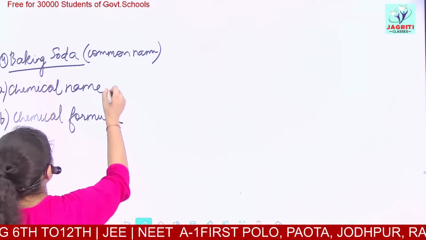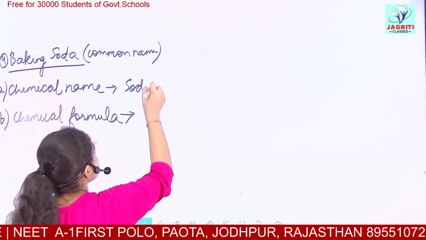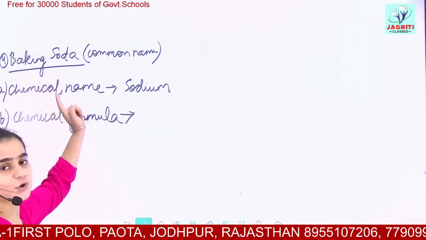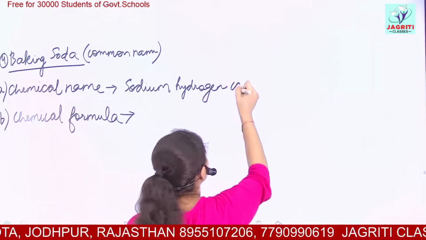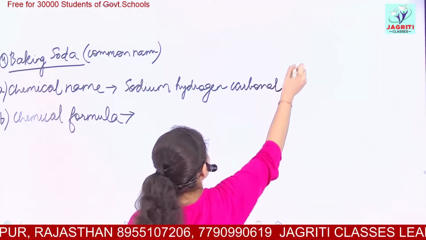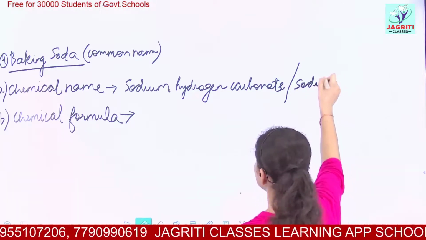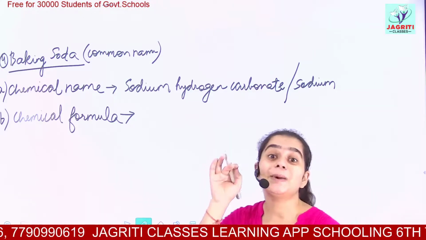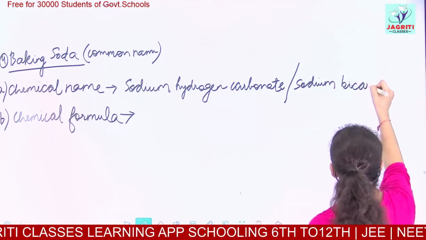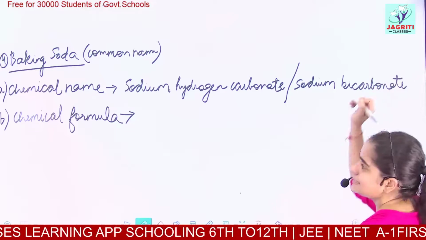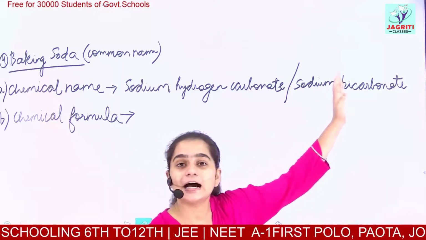Here also the chemical name and chemical formula. The chemical name of baking soda is sodium hydrogen carbonate. Or we can write its another name. I told you earlier also that for hydrogen carbonate, we can use the term bicarbonate. So baking soda is also known as sodium bicarbonate. So this is the chemical name of baking soda, sodium hydrogen carbonate or sodium bicarbonate.